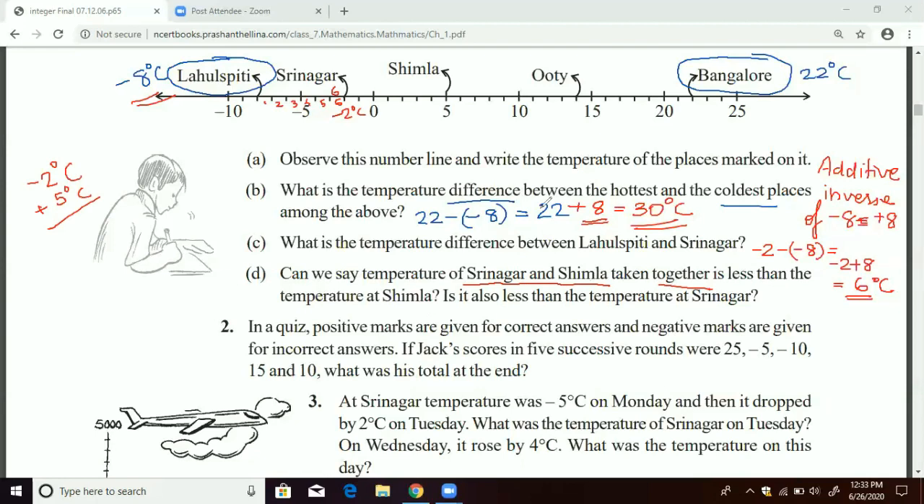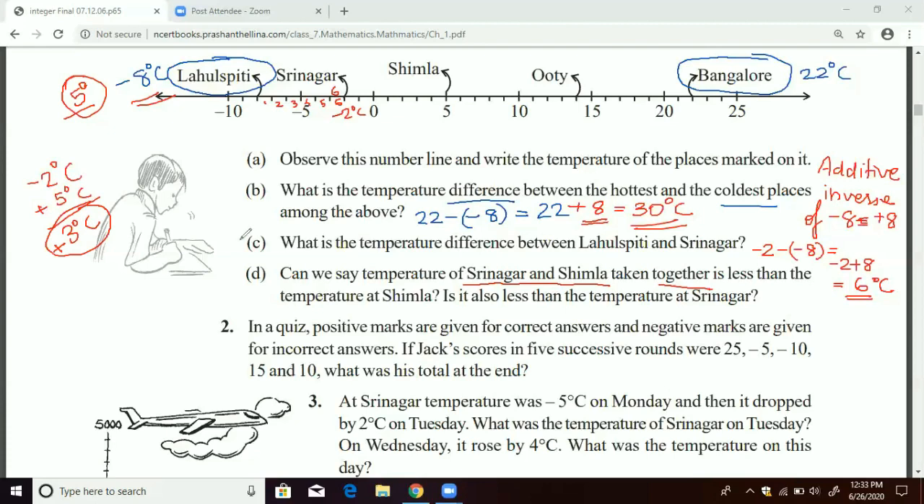What is the temperature at Shimla? Shimla's temperature is 5 degrees Celsius. If you take these two temperatures together, you will get positive 3 degrees Celsius, and Shimla's temperature is 5 degrees Celsius. Srinagar and Shimla's temperature together gives 3 degrees Celsius only.